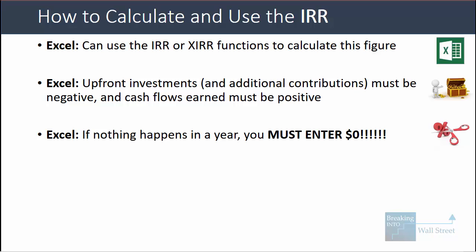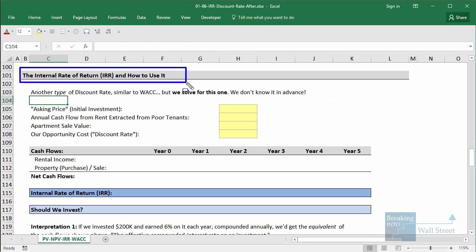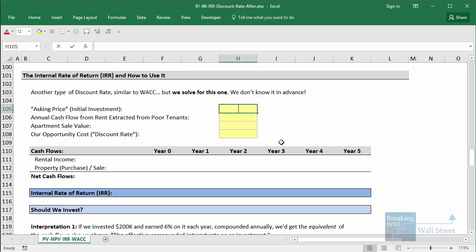And if nothing happens in a given year, then you must enter 0. So let's take a look at what this looks like in Excel. If you go to the section, the internal rate of return and how to use it, for the asking price, we'll say 200. We're still using the same example of the apartment in Korea. We'll say 12,000 for the annual cash flow from rent. And then for the apartment sale value, we'll say 200.